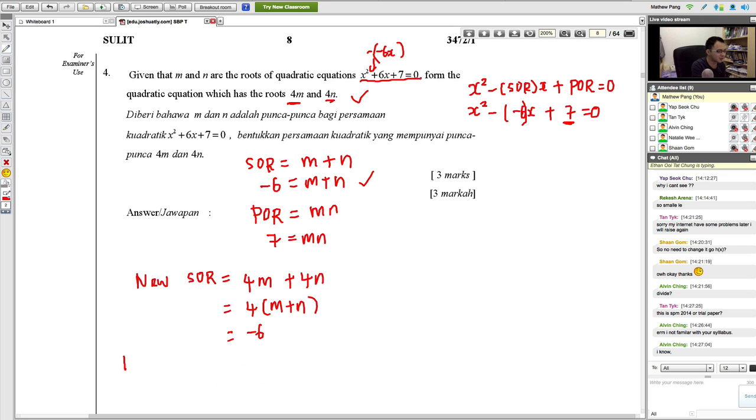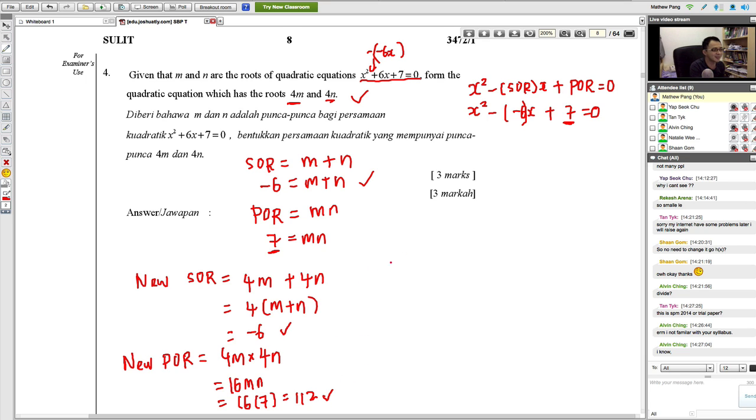Alright, and then I also know my new product of roots. It's just both roots multiplied together, which is 4m multiplied by 4n. This is 16mn. And I know my value of mn, which is 7. So it will be 16 multiplied by 7. Then I will basically get 112. Alright, this is my new sum of roots and new product of roots.